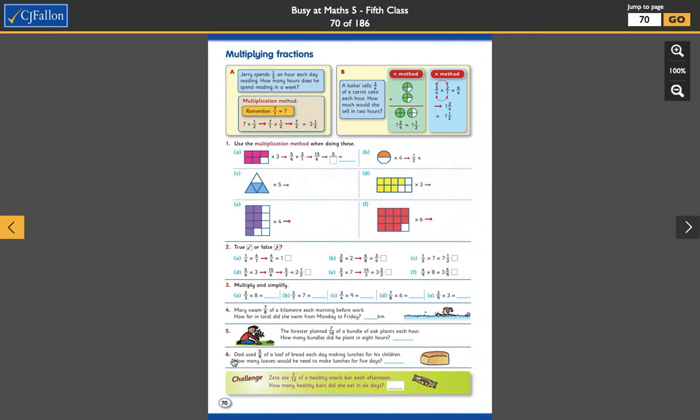Number 5 or 6, Dad used 5/8 of a loaf of bread each day to make the lunches. How many would he use for 5 days? And then finally, is it Zita ate 7/12 of a healthy snack bar each afternoon? How many would she eat in 6 days?